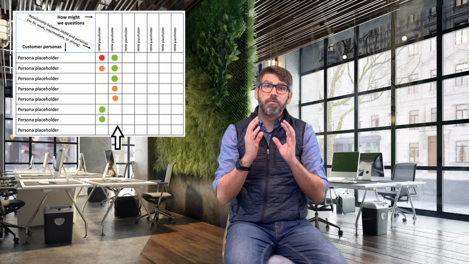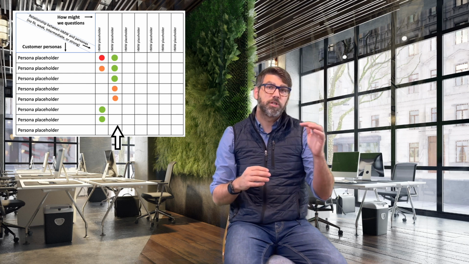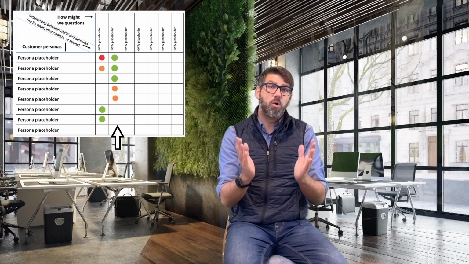This grid really helps the team to quickly visualize a jumping off point in addressing maybe a need or an issue that's relevant to all of the personas instead of trying to solve problems for one persona at a time, looking at the overlap and addressing a pain point that is common across the group.